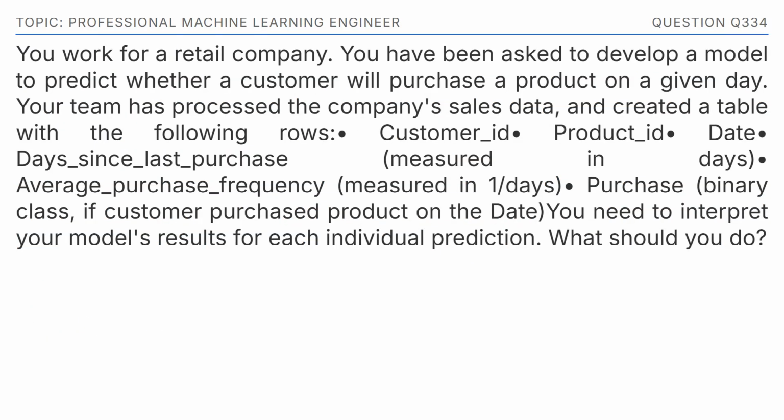You work for a retail company. You have been asked to develop a model to predict whether a customer will purchase a product on a given day. Your team has processed the company's sales data and created a table with the following rows: customer_ID, product_ID, date, days_since_last_purchase, measured in days, average_purchase_frequency, measured in 1/days, purchase, binary class. If customer purchased product on the date, you need to interpret your model's results for each individual prediction. What should you do?